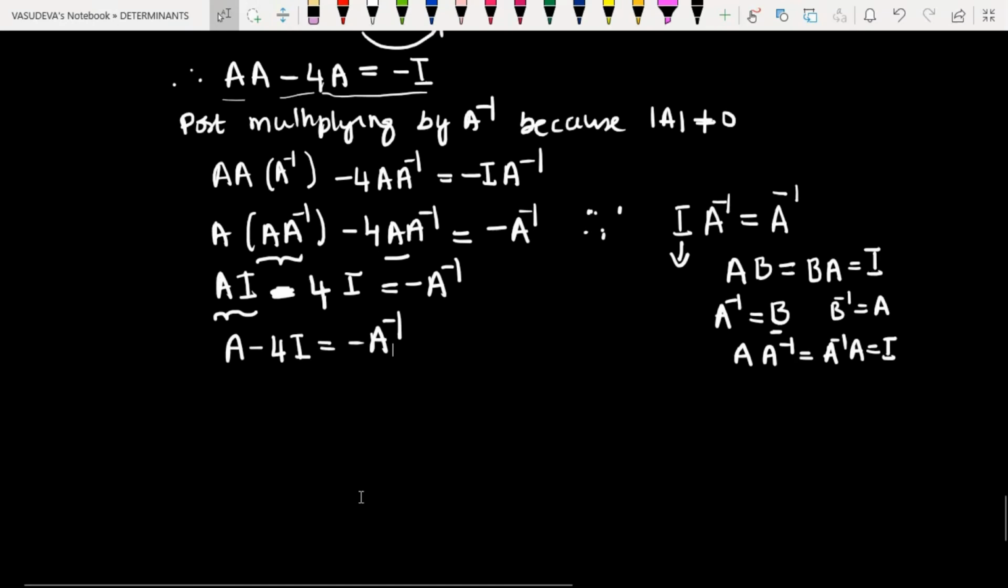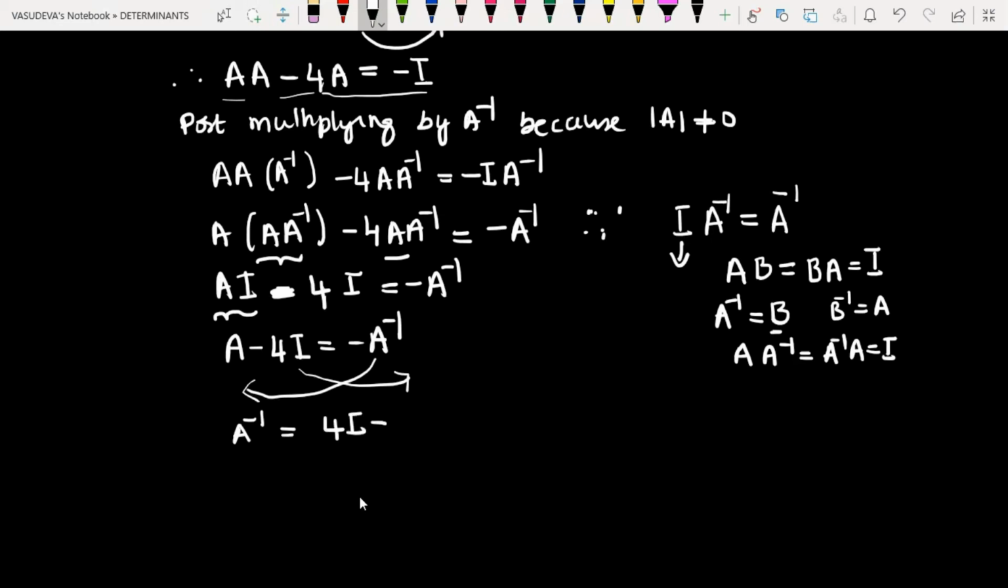So therefore, changing the sides, minus A inverse when it comes to the left hand side is plus A inverse. This is 4I minus A, because here minus A becomes plus and minus 4I becomes plus 4I. So now when you multiply the identity matrix with 4, we are getting 4 0 0 4 minus A, the matrix 2 3, this is the given matrix, 1 2.